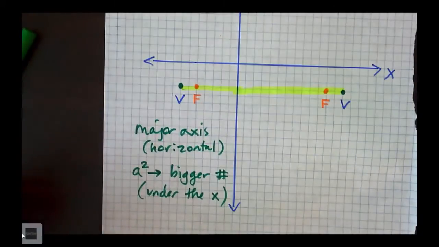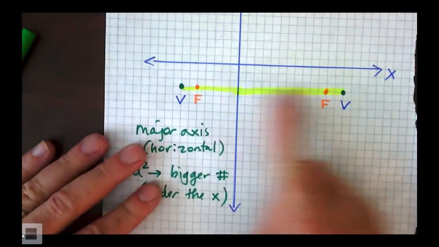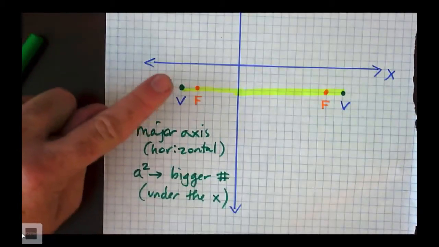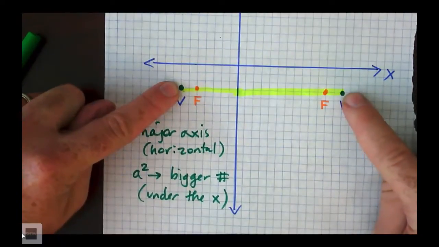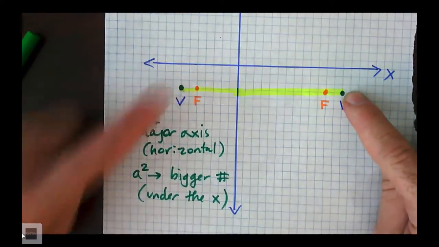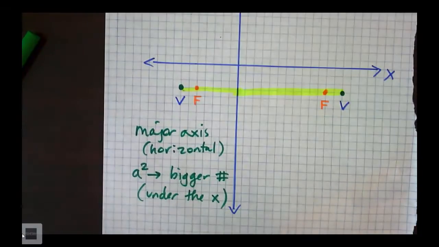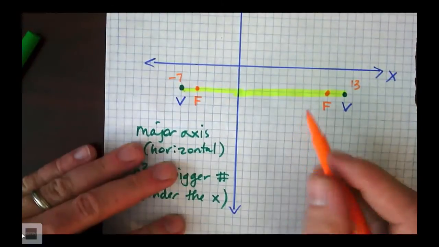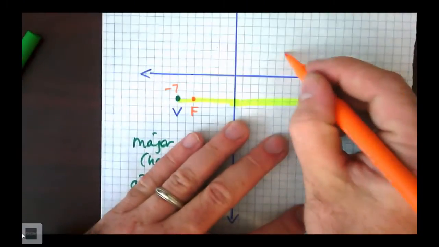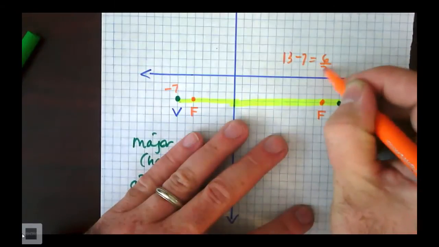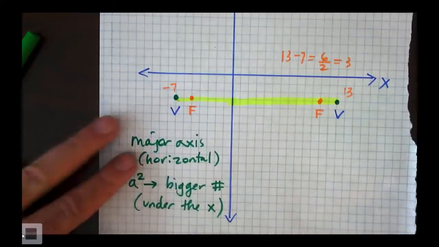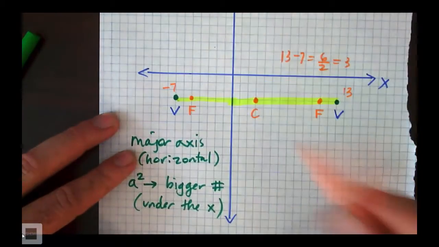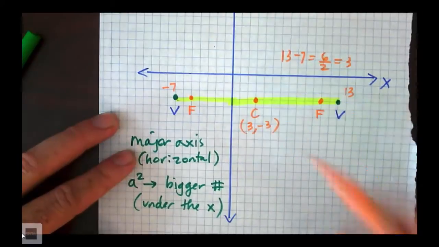Now, to start off, I need to figure out where the center of my ellipse is. Well, I'm going from -7 all the way to 13, and what I basically want to do is find the average of those two numbers. If I do the average, I get 13 minus 7, which is 6, divided by 2, so I have an x-coordinate of 3. So my center is right here at 3, -3.